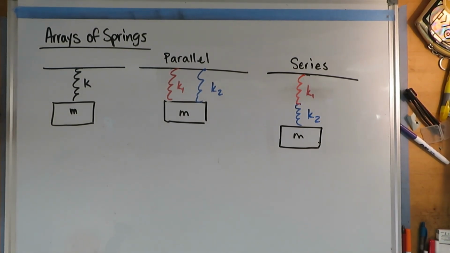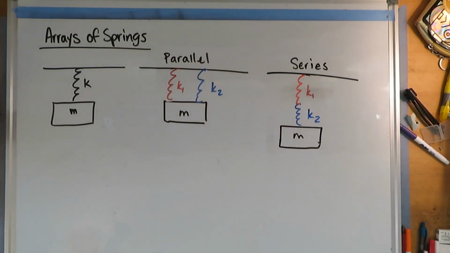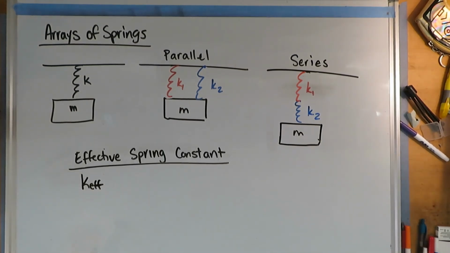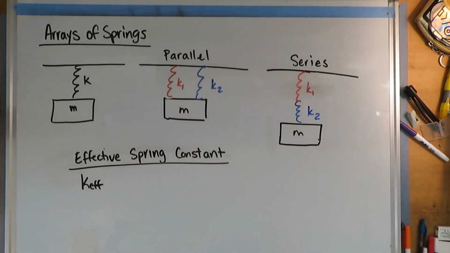So what we want to do is come up with a way to describe the net spring force, the net displacement, and so forth. So we want to find something called the effective spring constant. We call it K with a subscript EFF, for K effective. This is essentially the spring constant that, if we could replace the array with a single spring, would give you the exact same displacement and net force.